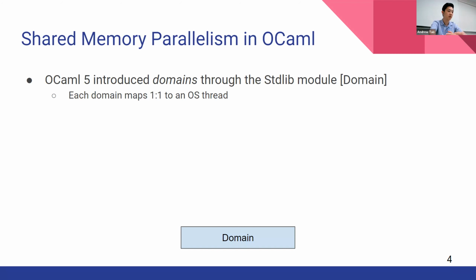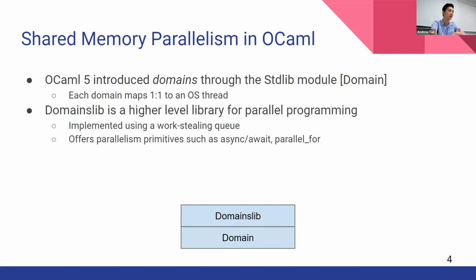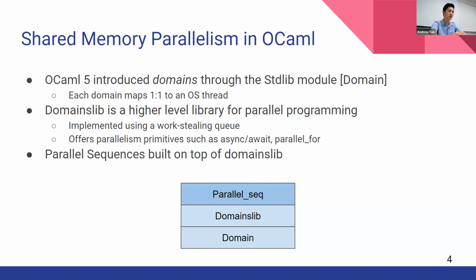Since it's a little heavyweight and sometimes a little awkward to work with, there is a higher level programming library that's recommended in the manual, which is domainslib. Domainslib is a work stealing queue, and it has some domain pooling. It offers some pretty basic parallelism primitives, like async await, and also some pretty useful parallel iteration constructs. And this is actually the library that parallel sequences is built on. Parallel sequences is built using some of the parallel primitives from domainslib.